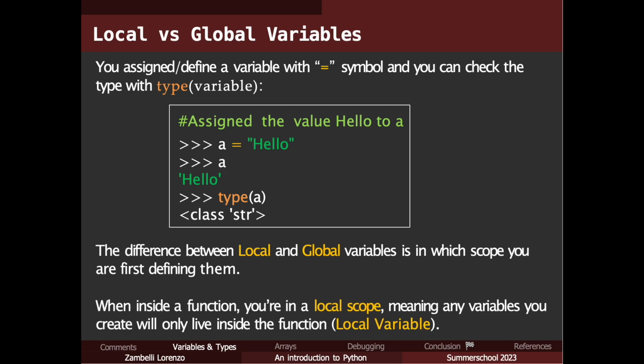The difference between local and global variables is in which scope they are defined. What I mean is, when we are inside a function, which we'll see in the next lecture, and we define a variable in it, this is a local variable. While if we define a variable outside a function, which means it can be used by multiple functions or for the entire script, that is a global variable.